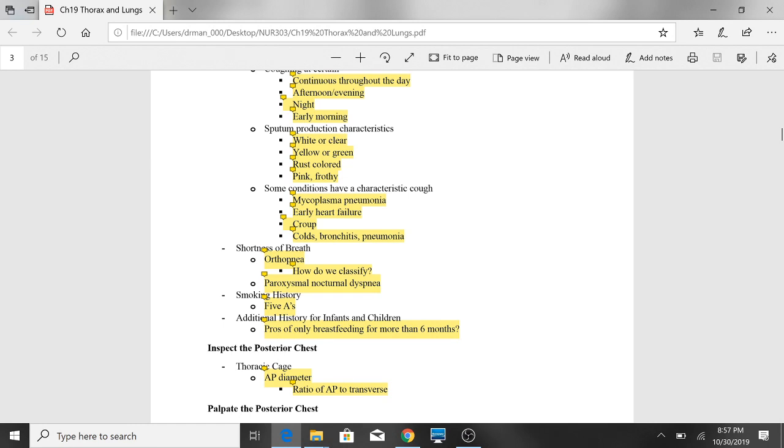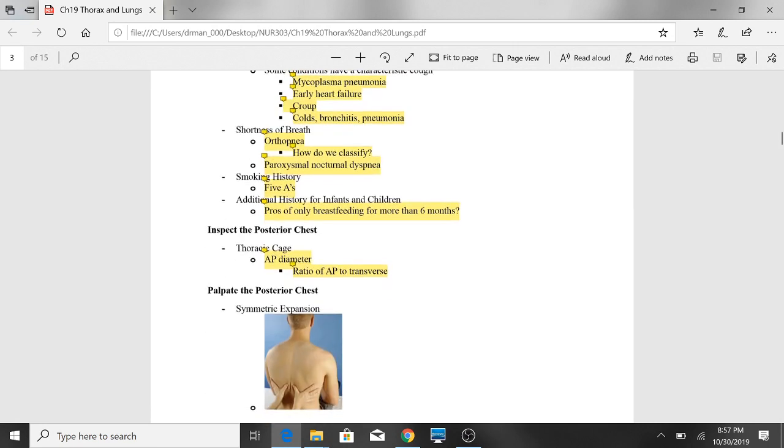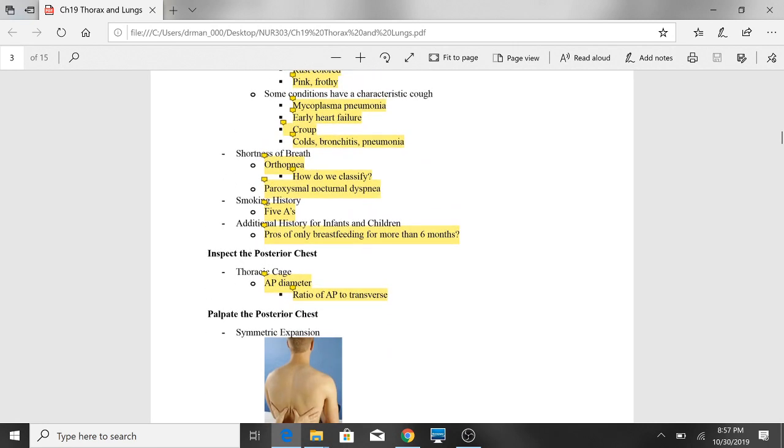Then I was reading about infants and children, like the pros of only breastfeeding for more than 6 months. Apparently, it protects against ear, throat, and sinus infections, and it lasts up to 6 years of age. Pretty cool.